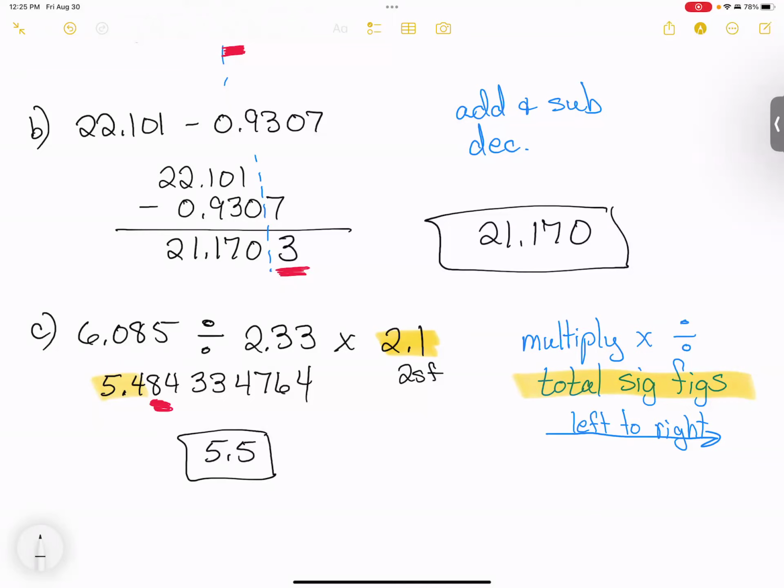Multiplication and division, it's total sig figs. Is that why you put the line after 3? That is why I put the line after 3, because I was trying to figure out which one had the fewest, because my answer can only have that many. Other questions?